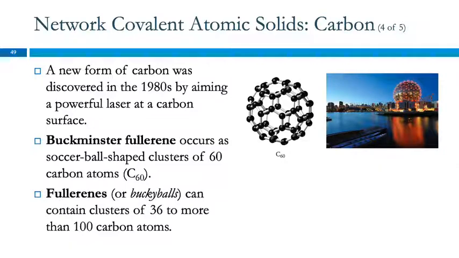So another form of carbon was found in the 1980s, and these are called Buckminsterfullerenes. So here we have essentially a ball formed of 60 carbon atoms covalently bonded together. It's a lot like a geodesic dome. These can come in different sizes, from as small as 36 up to over 100 carbon atoms, and they're called buckyballs for short. Really cool things.